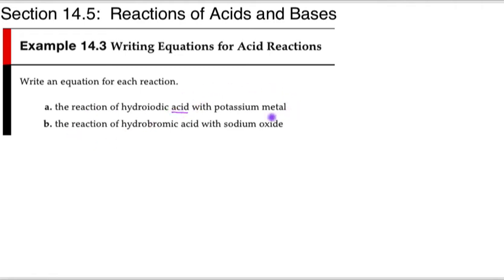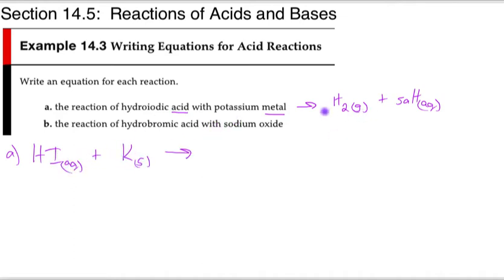So when you have an acid and a metal reacting together, what you form is hydrogen gas and then some salt that's going to be in an aqueous solution. So let's do A first. Hydroiodic acid, it's just HI, aqueous. Potassium metal, that's K, it's a solid. Hydrogen gas, we already know what that is, H2 gas.